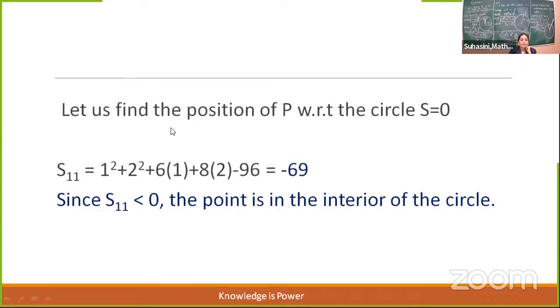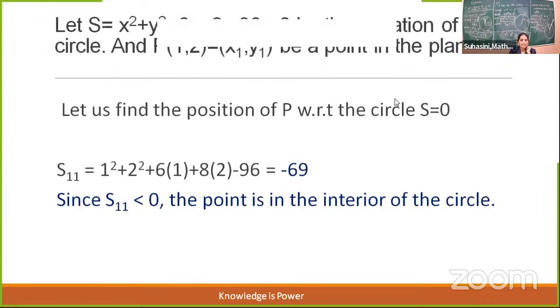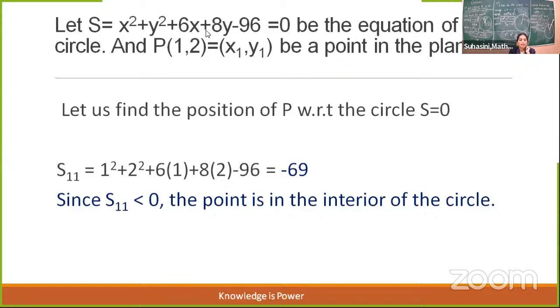Now let us find the position of the point with respect to the circle S is equal to 0. We have S as x square plus y square plus 6x plus 8y minus 96 is equal to 0, which is the equation of the circle. And we also have a point. With respect to this circle, we have to find the position of the point. What shall we do, children? First, write what is given. Given circle, given point. Denote the given circle as S and the given point as (x1, y1).